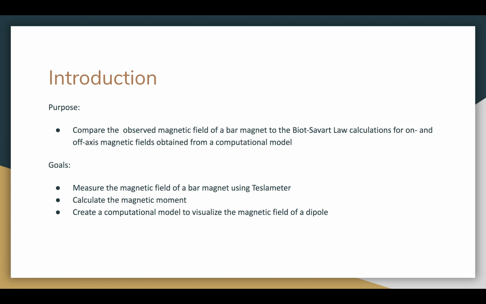And then the goals of this lab were to measure the magnetic field of a bar magnet using Tesla meter, which is a smartphone app, and to calculate the magnetic moment based off the data that we recorded, and to create a computational model to visualize the magnetic field of a dipole.